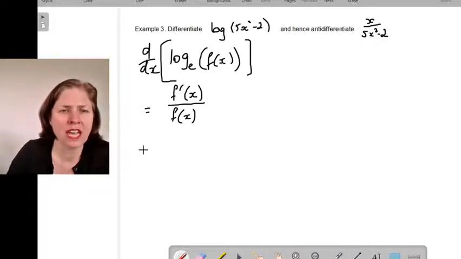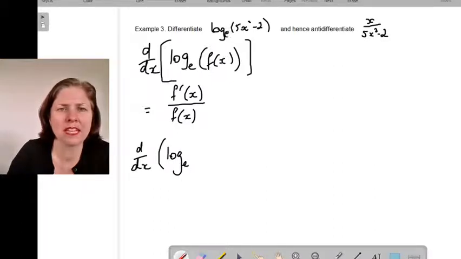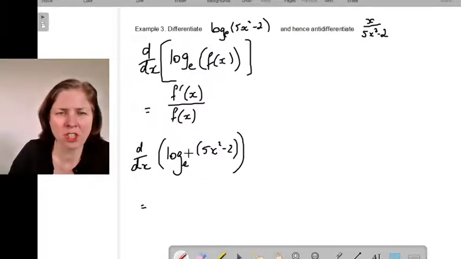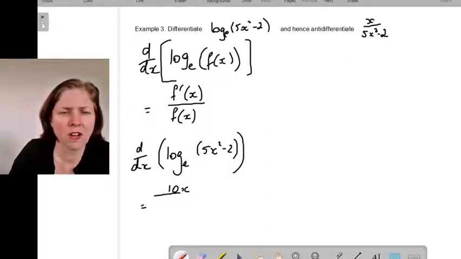So I'm going to use that here to find the derivative of the function log base e of 5x squared minus 2. It is going to be the derivative of the inside function, which will be 2 times 5x, so that's 10x, minus 2, well, the derivative of negative 2 is 0, so just 10x over the original inside function, which is 5x squared minus 2.